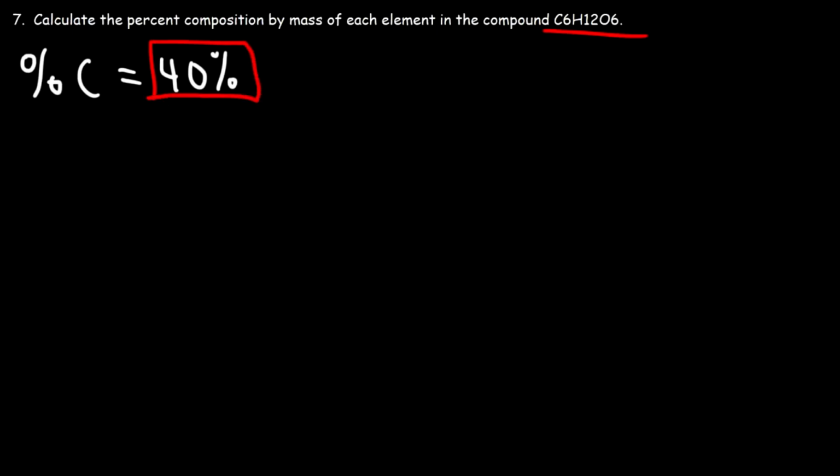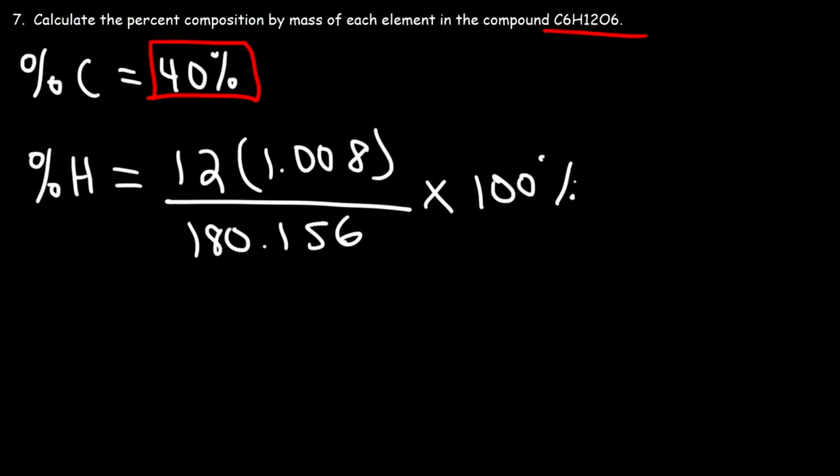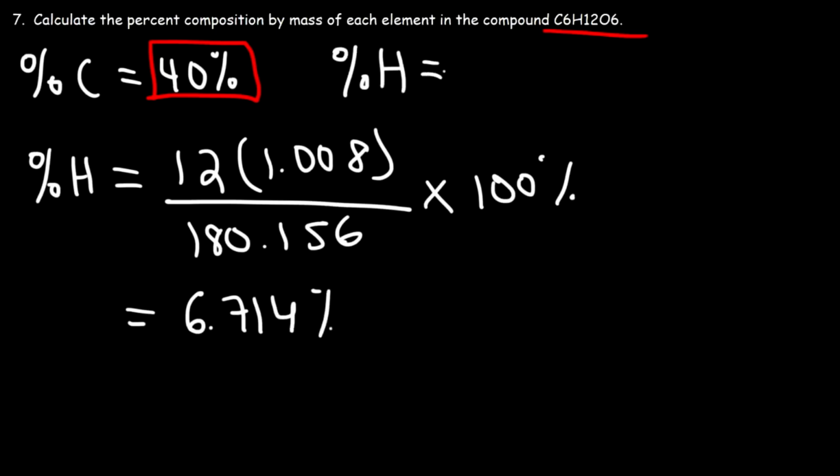Now what about the mass percent of hydrogen? So what we're going to do is take the total mass of hydrogen. So we have 12 hydrogen atoms, each with an atomic mass of 1.008, and then we're going to divide it by the molar mass of the compound, which is 180.156, and then multiply everything by 100%. And so you should get 6.714%. So I'm going to round that and say it's 6.7%.